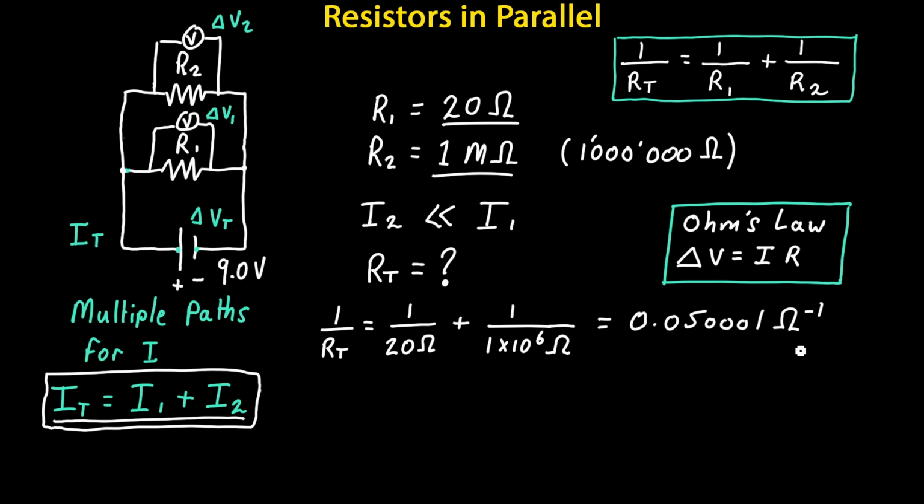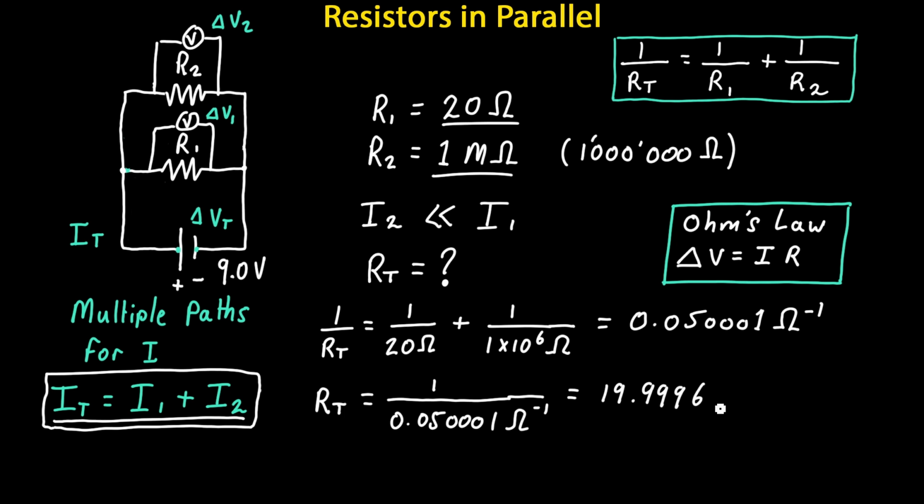In other words, what I've done here is I've rearranged this equation by multiplying both sides by the total resistance and dividing both sides by the answer that we got, which was 0.050001. So we get a total resistance for this circuit as 19.9996 ohms.